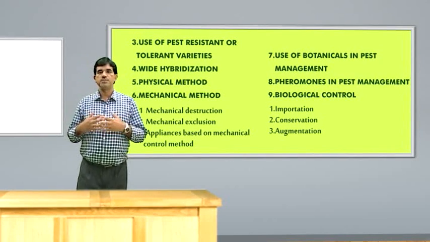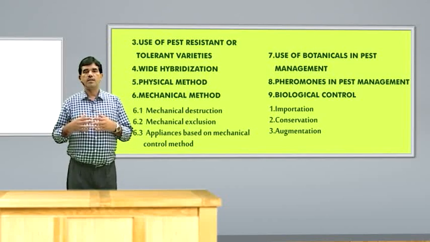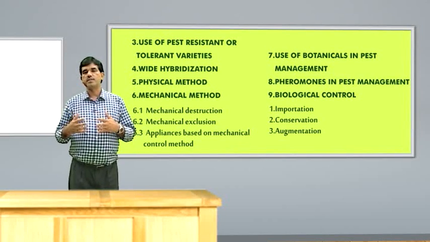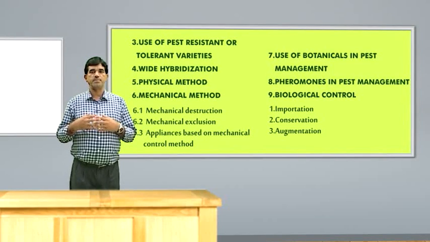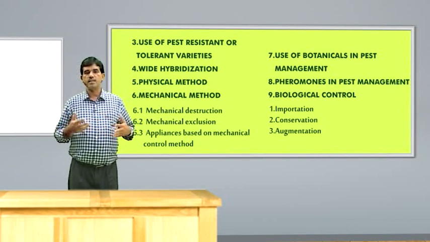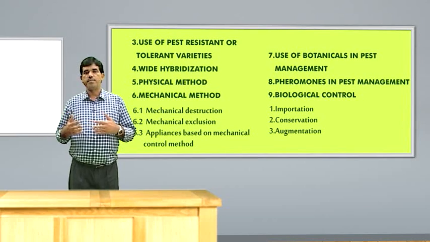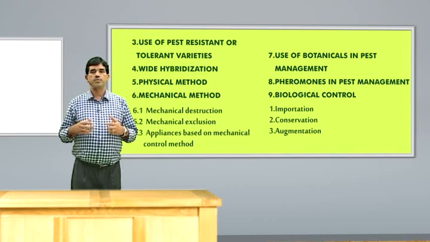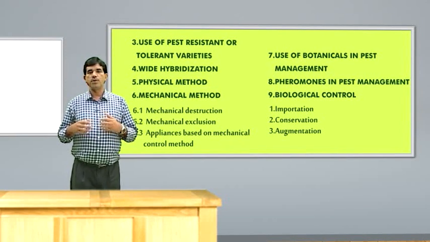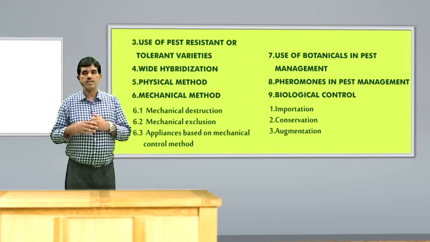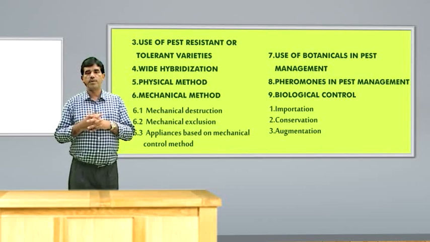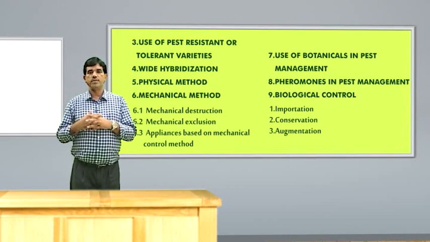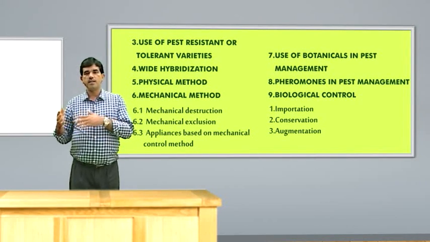Now, appliances based on mechanical control methods, like light traps, a usual practice, can control stem borer of rice. Yellow sticky traps for attracting aphids and jassids. Bait trap, fish meal trap for sorghum shoot fly. Methyl eugenol trap for fruit flies, very effective, and probe trap for stored product insects. Pheromone trap for various adult insects.